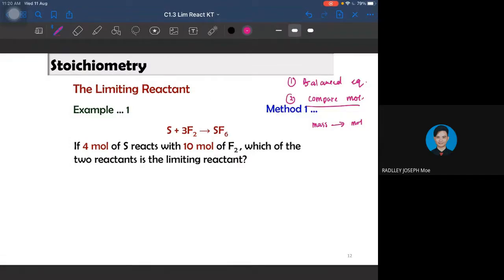Alright, so for this question, okay, since kamu dah ada balance equation, okay, so boleh terus tulis dia punya comparison. So from the balance equation, kita tahu, so ini method 1 kita compare reactant dengan reactant.